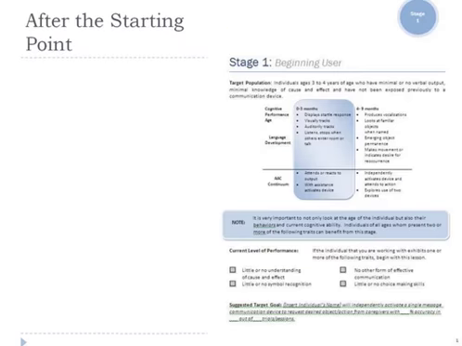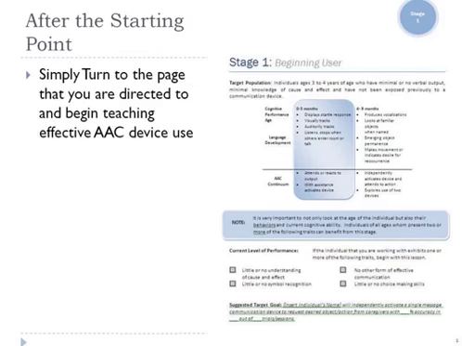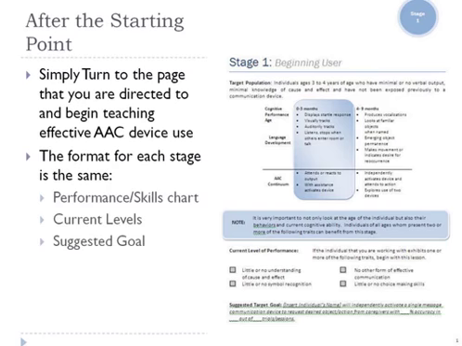After you've done the starting point, the next thing to do is to simply turn to the page that the guide directs you to and start teaching effective augmentative communication device use. All of the sections are formatted the same. They all have a performance skill chart, and they all have current levels. They also have a suggested goal.